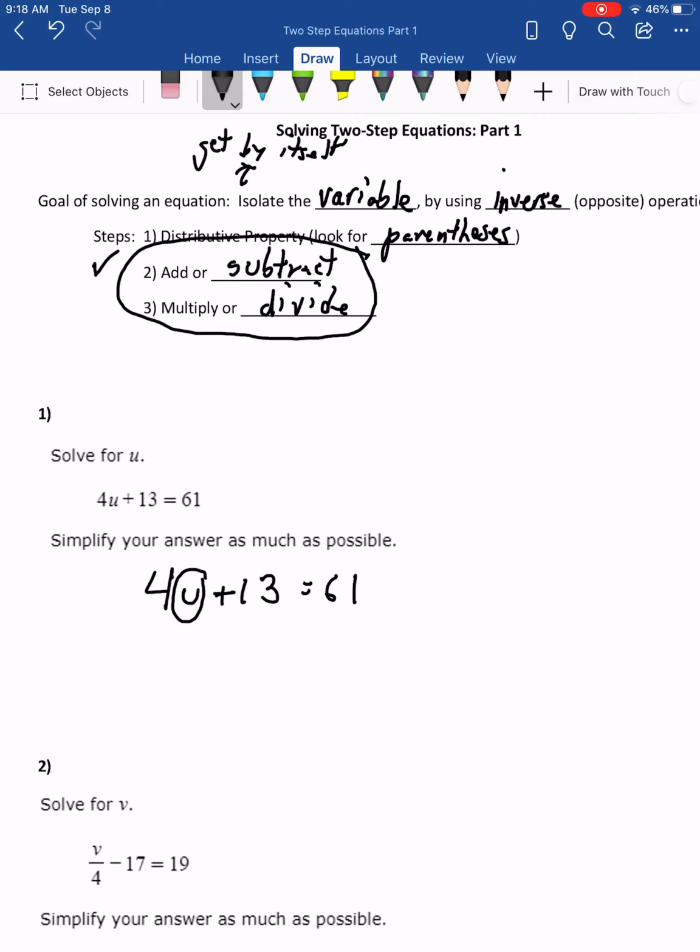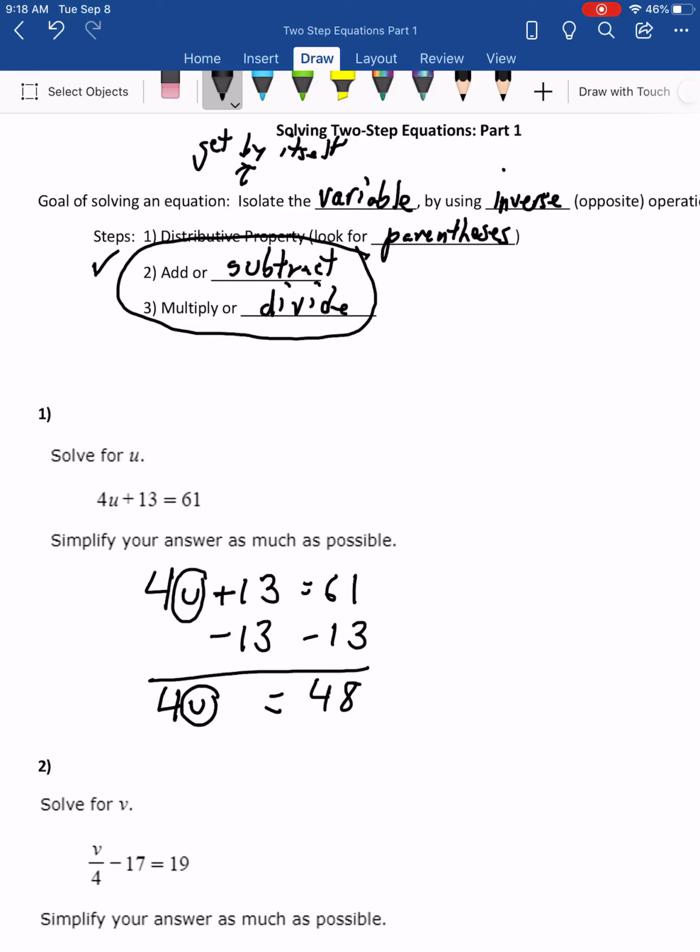Well, we have 13 added to both sides, so to get rid of that 13 that's being added, we're going to subtract 13 from each side because we're going to use the inverse of addition, which is subtraction. And so 61 minus 13 is 48. So we have 4u equals 48.